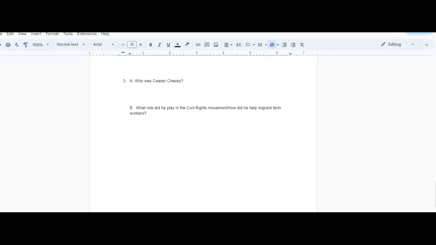Question 3, who was Cesar Chavez? And what role did he play in the civil rights movement? How did he help migrant farm workers?